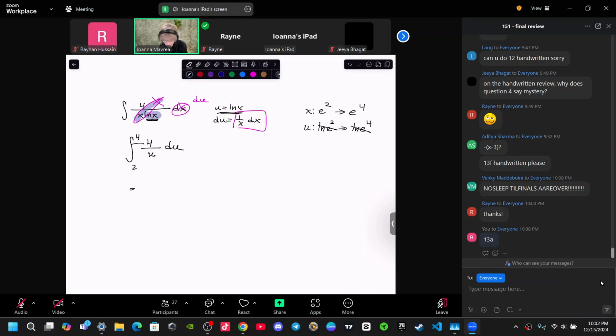So this, the 4 can come out. The integral of 1 over u is just log. It's really absolute value, but I don't really need it here, from 2 to 4. So you plug in 4 and then you plug in 2. So the other 4 stays outside. Natural log of 4 minus natural log of 2.